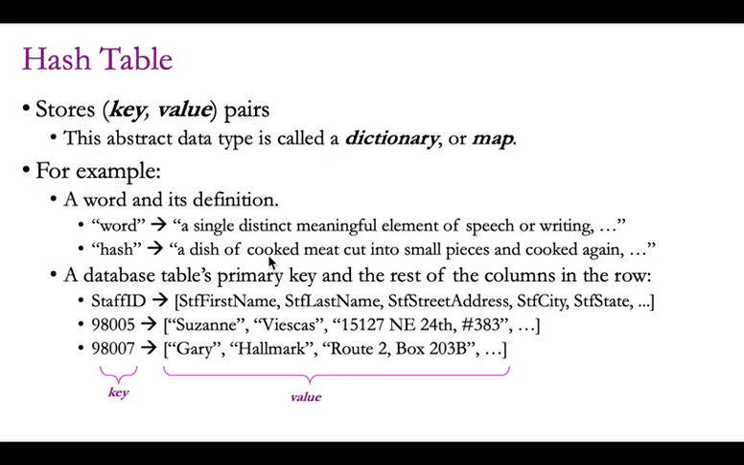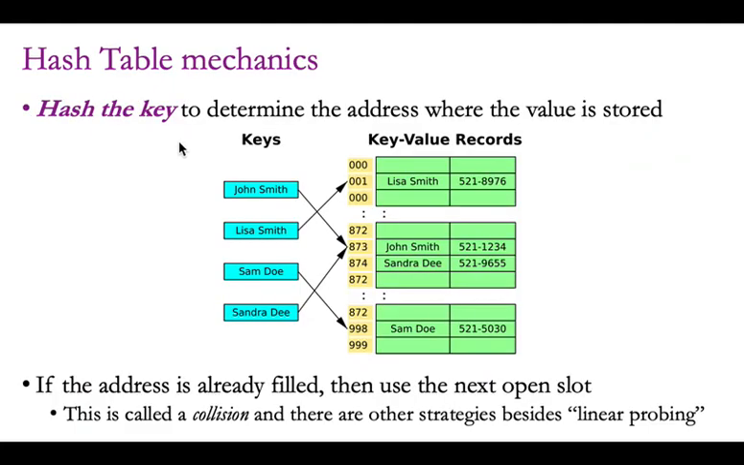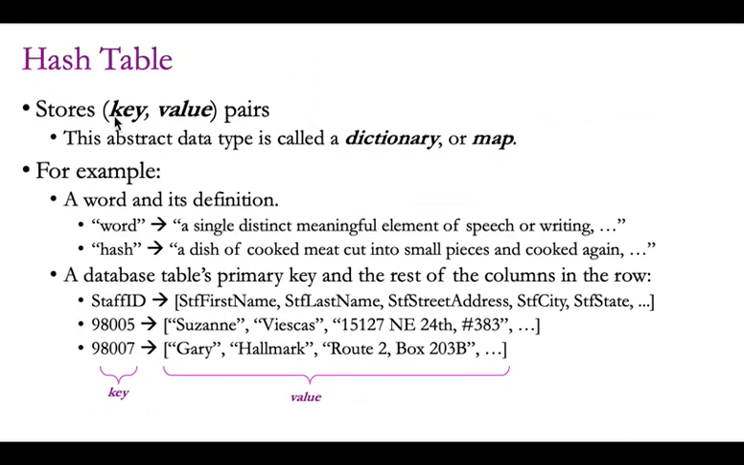So a hash table does that. A hash table stores a key and a value pair. The abstract data type for this is called a dictionary or a map. If you've used Python, a Python dictionary is something that could be implemented with a hash table. You have a key and a value, you want to store these in the table, and you want to be able to retrieve them later using the key. For example, you could store a word and its definition, which is kind of why the term dictionary is used for this abstract data type.